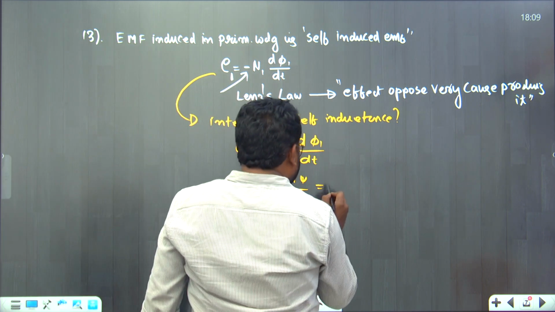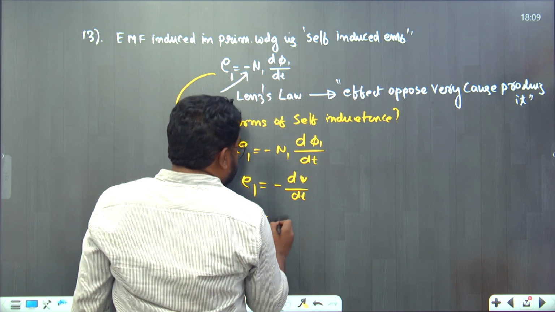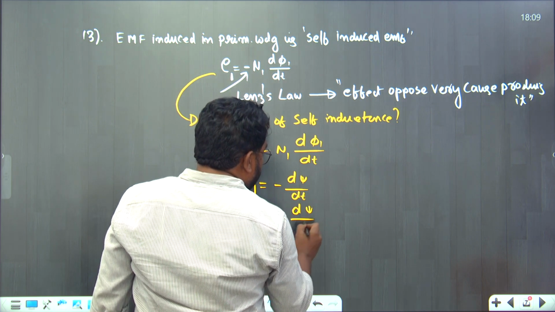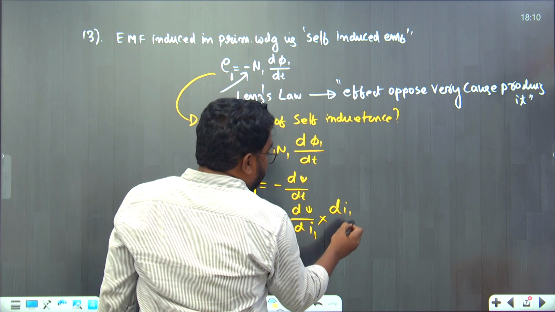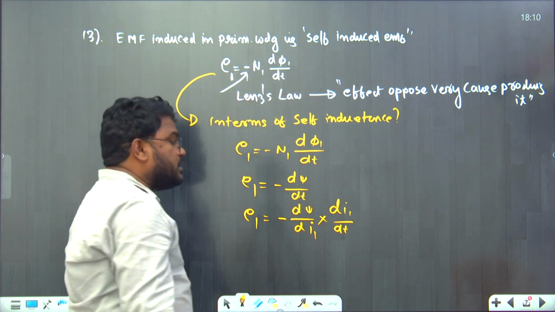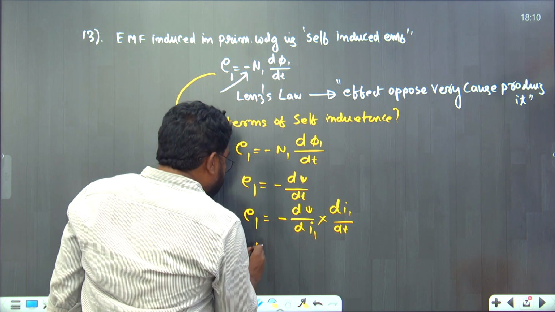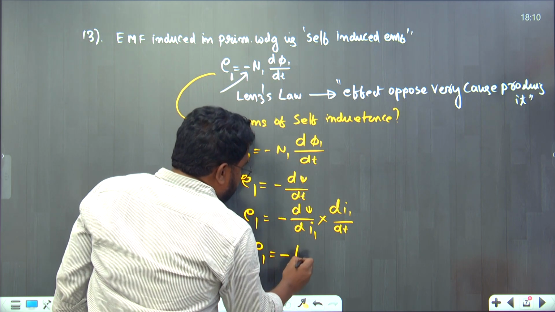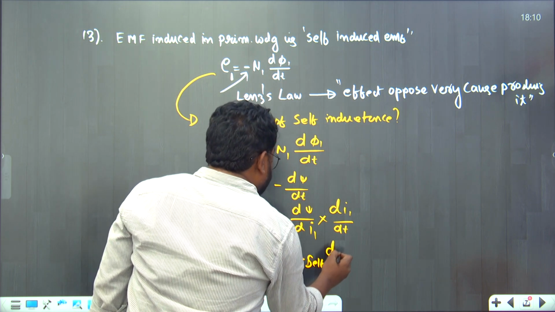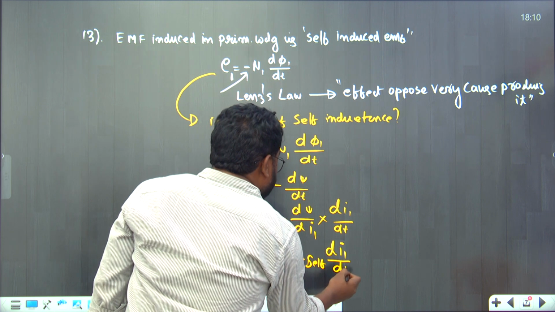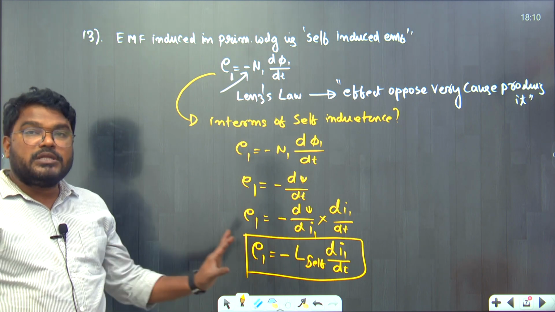So this can be written as E1 is equal to minus d psi by the current in the primary winding, multiplied by the differentiation of the current in the primary winding with respect to time. This is nothing but flux linkage by current, which is equal to L1, the self inductance. So E1 is equal to minus L1 times the differentiation of the primary current with respect to time. This is another equation of the EMF induced in the primary winding.